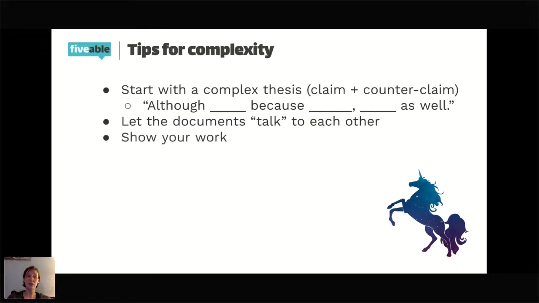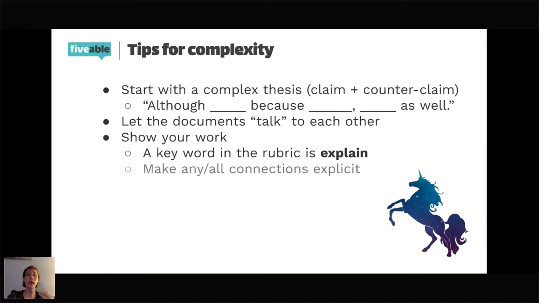A key to this is to be sure that you show your work. Right? The keyword in the rubric for complexity is to explain. And if you can explain how documents relate to each other and why they're connected, why document 4 corroborates document 2, and how document 6 qualifies the argument from document 4, right? All of that, explaining that as you're developing your overall essay, is part of what we mean by building a complex argument. You want to make any and all connections explicit.